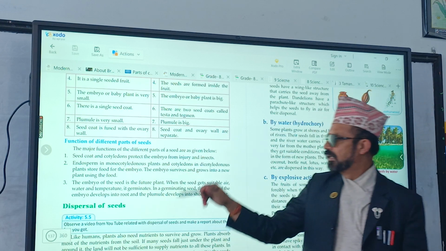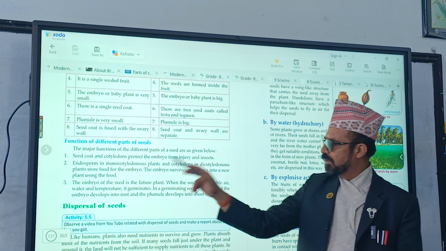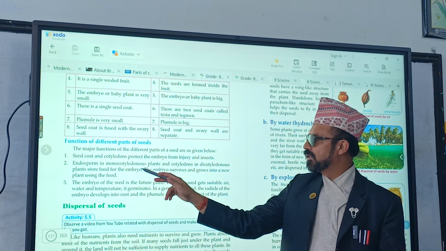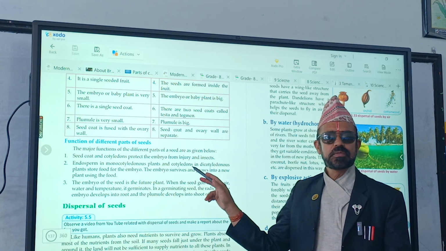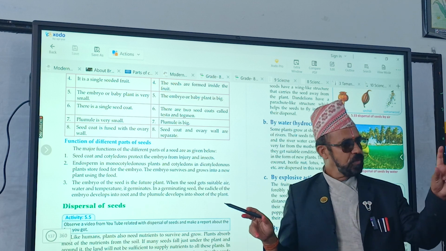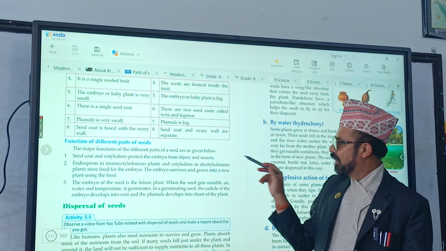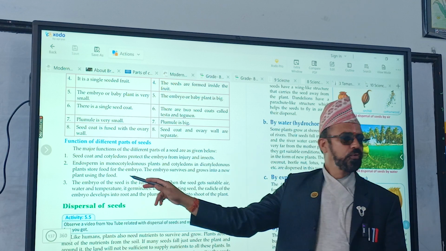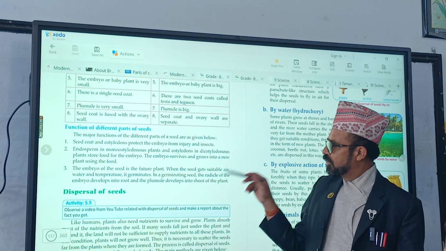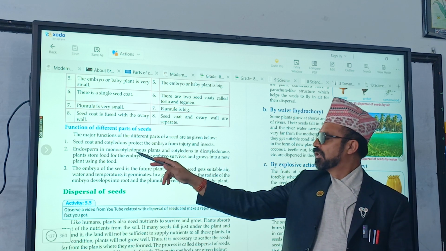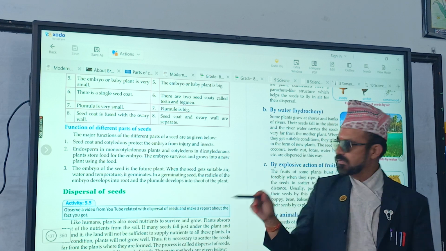And functions of different parts of seed. What is the first one? Seed coat and cotyledons protect the embryo from injury and insects. Number second, endosperm in monocotyledonous plants and cotyledons in dicotyledons store food for the embryo. So in monocotyledon plant there is no cotyledons. Only a single part is there. What do you call it? Endosperm. Okay. They store food for the embryo, and the main function of seed is to help in germination, right? Germination also.